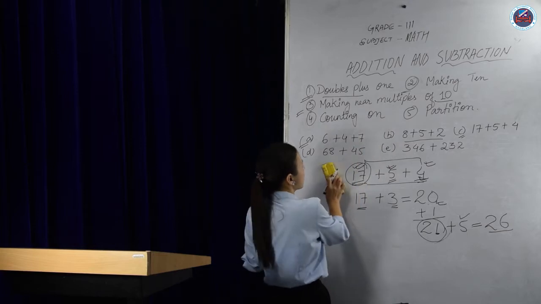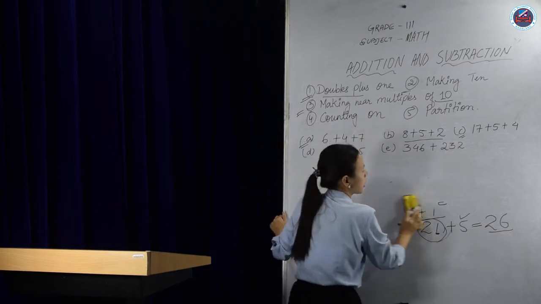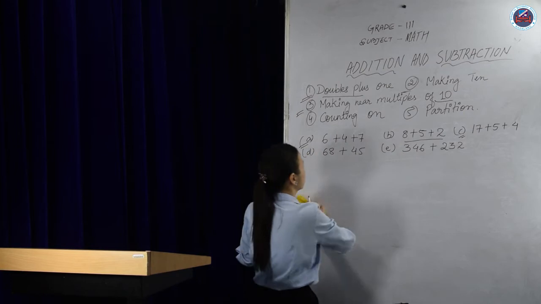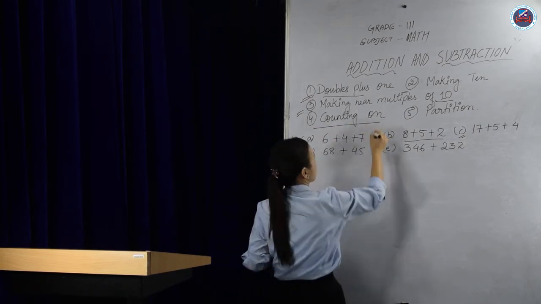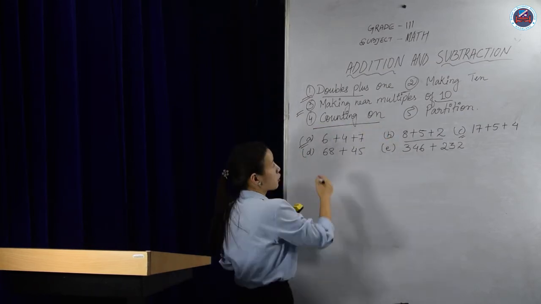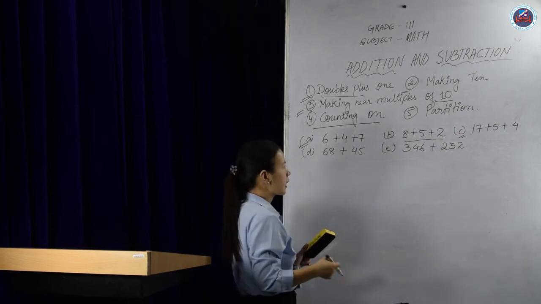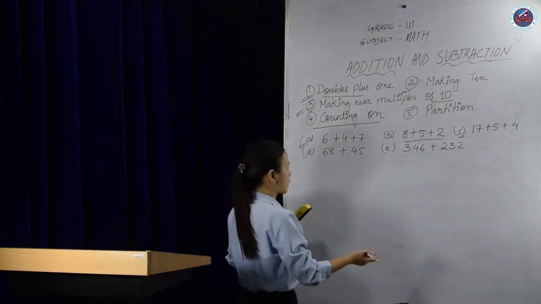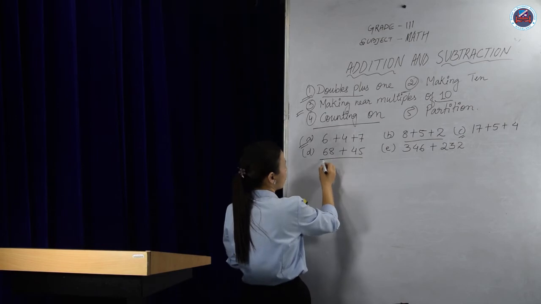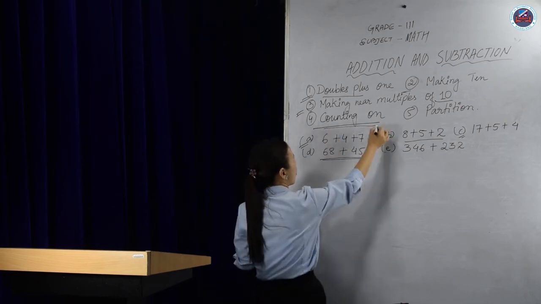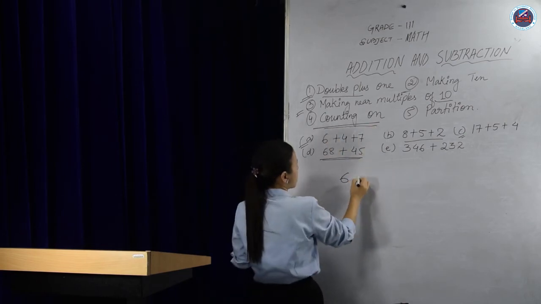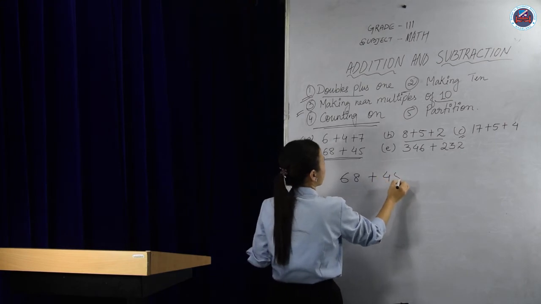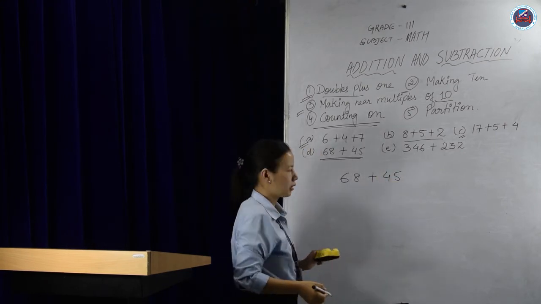Now let's go to this next one, that is counting on. So counting on means we're going to count forward in tens and then in ones. So we have this number here. We're going to use this number to count on. That is 68 plus 45. How do we use this method?